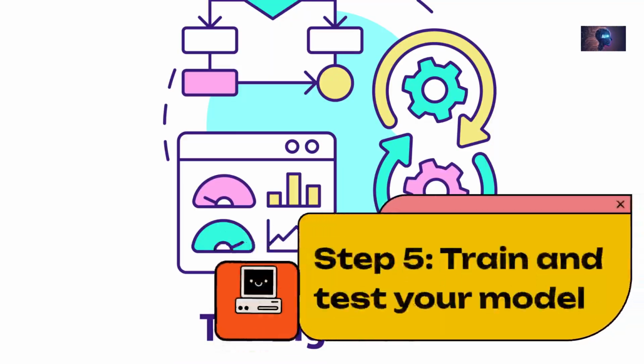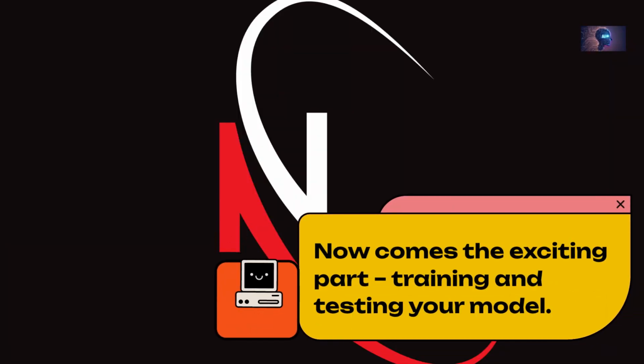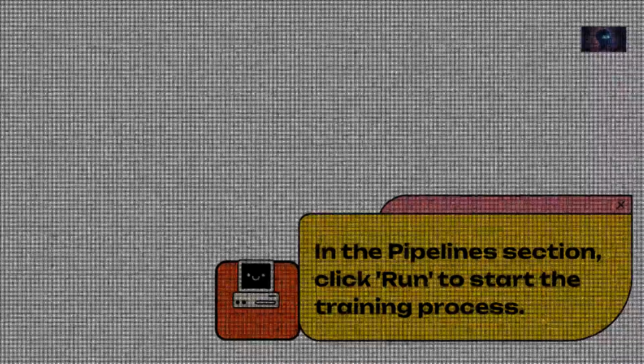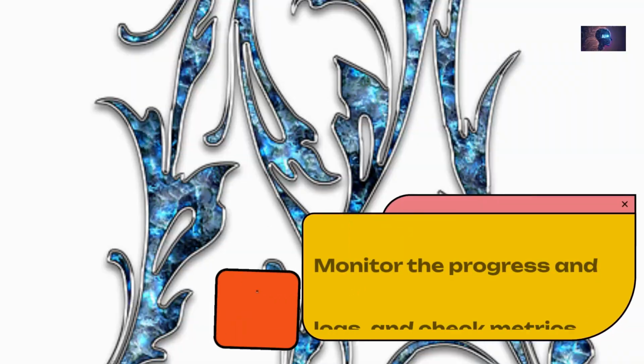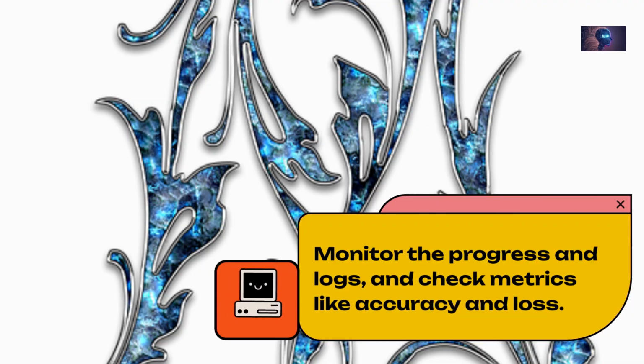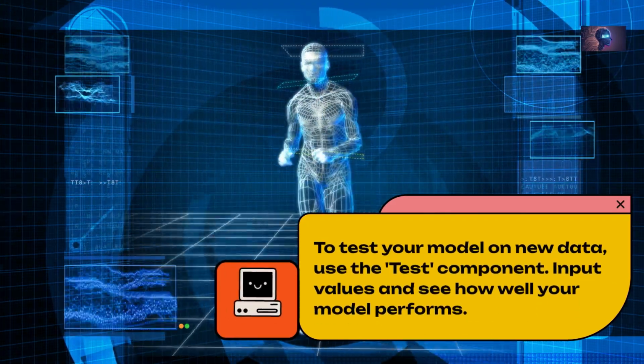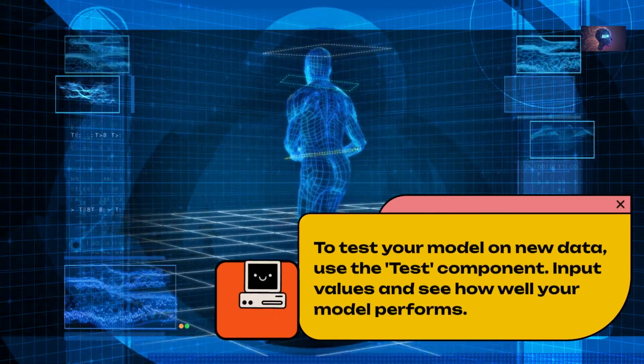Step 5. Train and test your model. Now comes the exciting part, training and testing your model. In the Pipelines section, click Run to start the training process. Monitor the progress and logs, and check metrics like accuracy and loss. To test your model on new data, use the Test component. Input values and see how well your model performs.